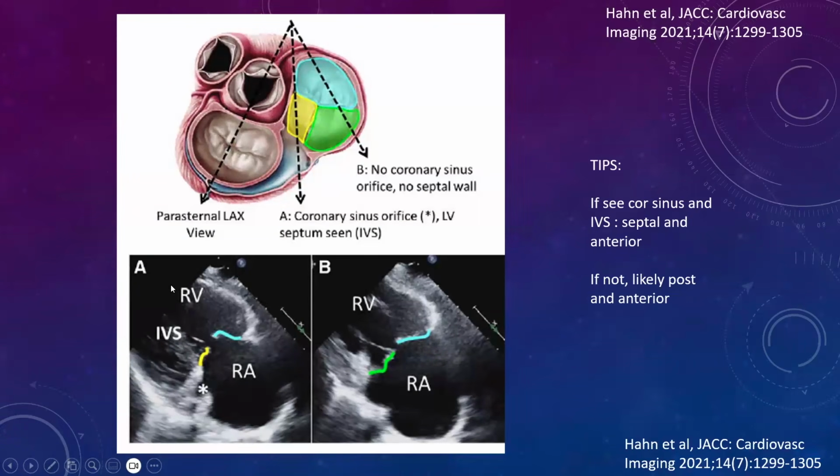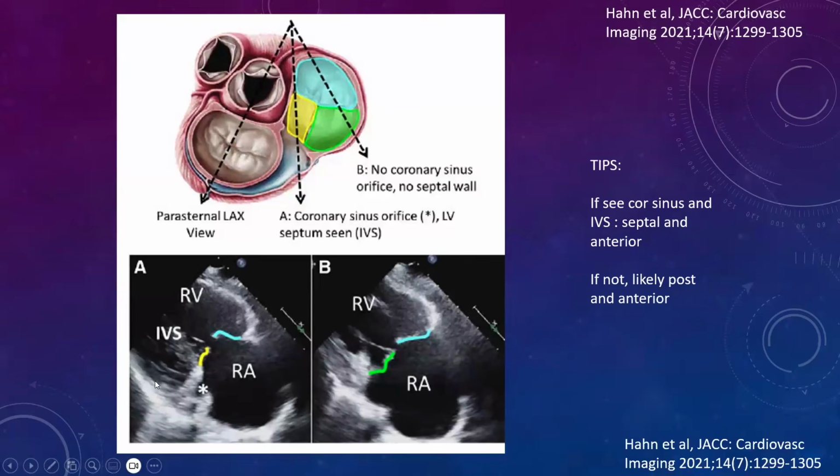So this is your typical parasternal long axis view. And then as you tilt and you see the coronary sinus and the interventricular septum, then you know that the yellow leaflet here, the leaflet that's closest to the septum, is the septal leaflet. And then in this view, the leaflet opposite to that would be the anterior leaflet. If you are not seeing those structures, then typically you're not seeing the septal leaflet. You're actually seeing the anterior leaflet, because that's where the probe is, and then the posterior leaflet. So if you're in the traditional view, that's what you would see.